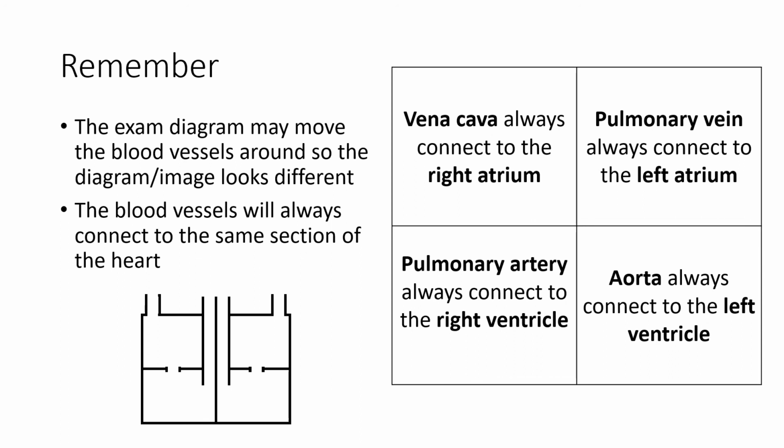The pulmonary artery connects to the right ventricle, which is on the left side of the picture, and the aorta is connected to the left ventricle, which is on the right side of the picture.